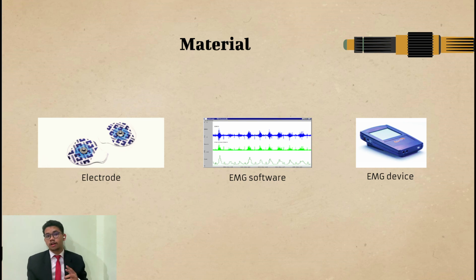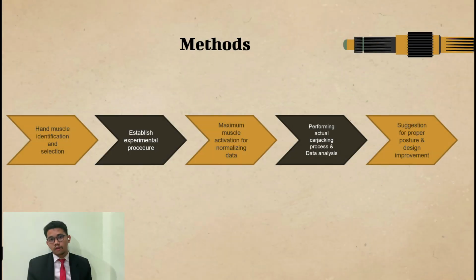Electromyography, also known as EMG, is a diagnostic procedure to assess the health of muscles and the nerve cells that control them, also known as motor neurons. For the method, first of all, hand muscle identification and selection, which is biceps brachii and flexor carpi radialis.